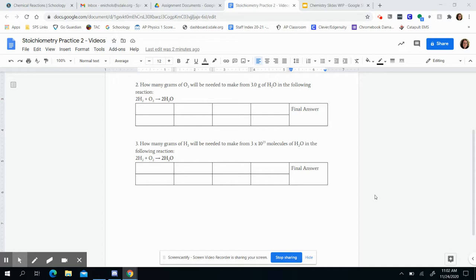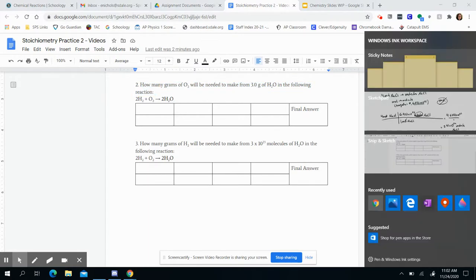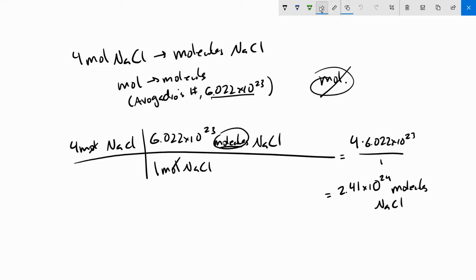I'm going to do this one in the sketch pad just so you can see it both ways. So in this problem, we are looking for how many grams of oxygen will be needed to make 3 grams of water in the following reaction. Same reaction we used as last time. So let's go over to the sketch pad and work this one out.